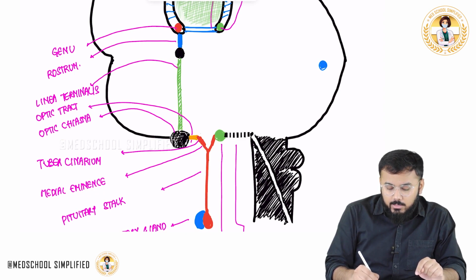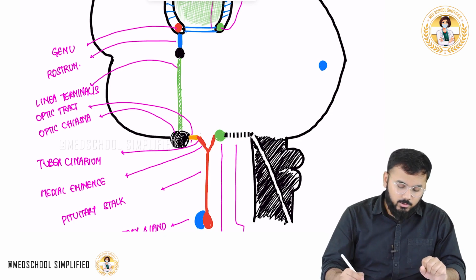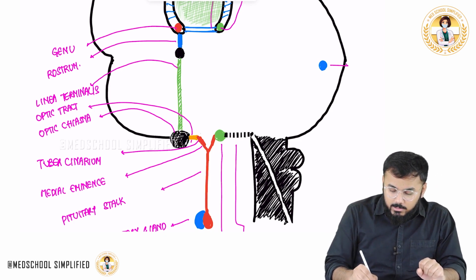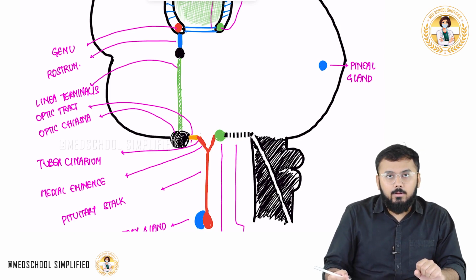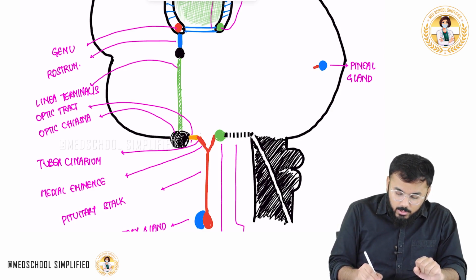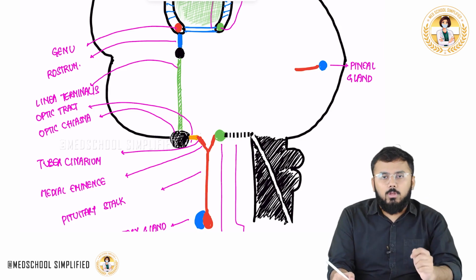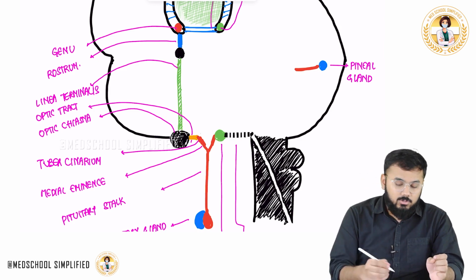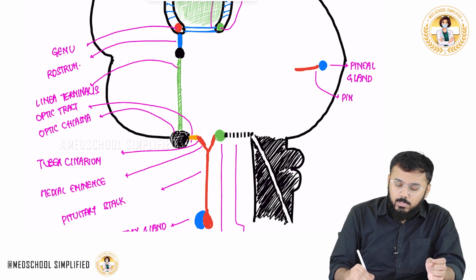Now, next important thing is that back here you have got a structure. This structure over here is called your pineal gland. What is this structure over here? This is your pineal gland. Now, in front of the pineal gland, you got this structure. Obviously, the pituitary gland has a structure called the pituitary stalk. So, the pineal gland also has such a structure and you should call it the pineal stalk.